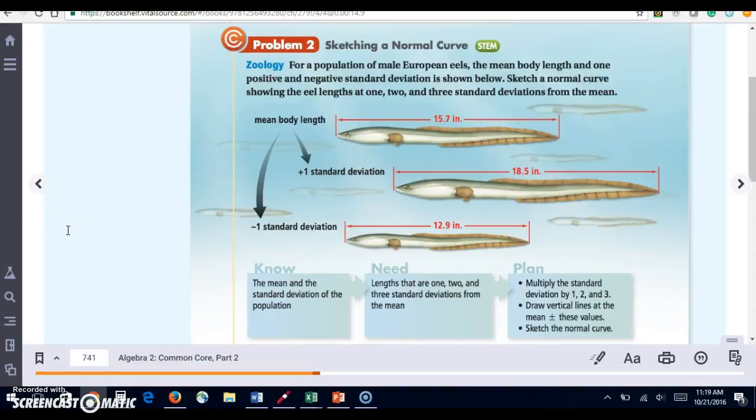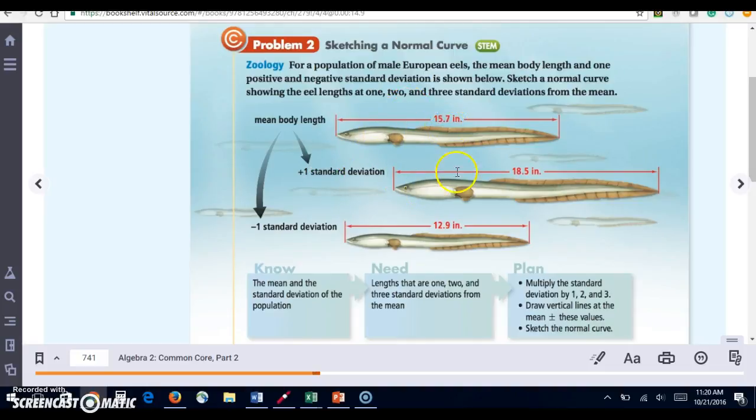Okay, let's take a look at problem 2, sketching a normal curve. So for zoology, for a population of male European eels, the mean body length of one positive and negative standard deviation is shown below. Sketch a normal curve showing the eel lengths that are 1, 2, and 3 standard deviations from the mean. So here my mean is 15.7.